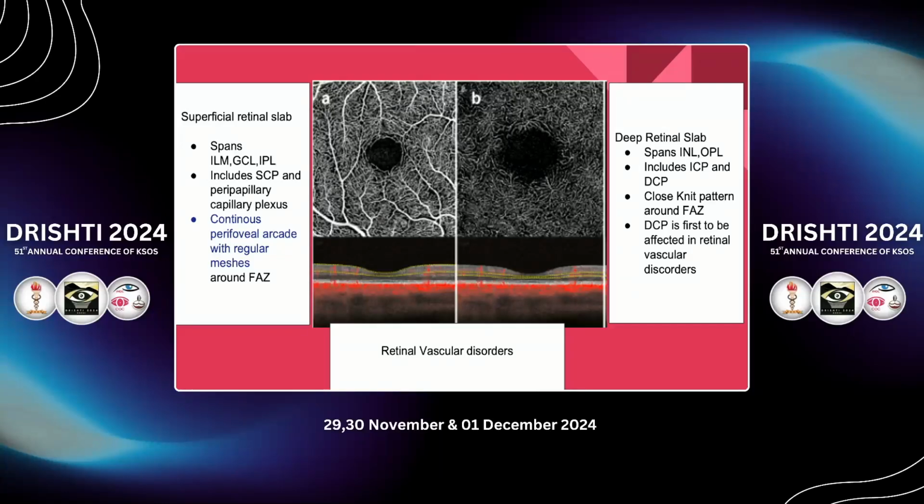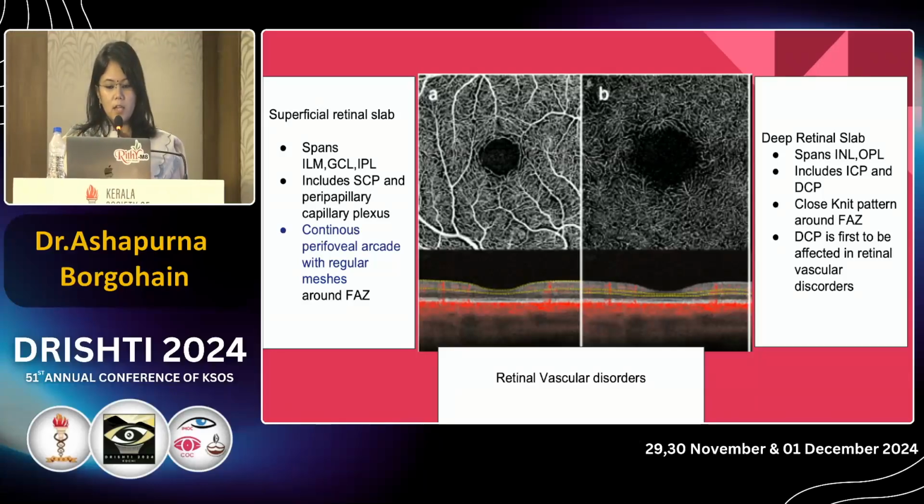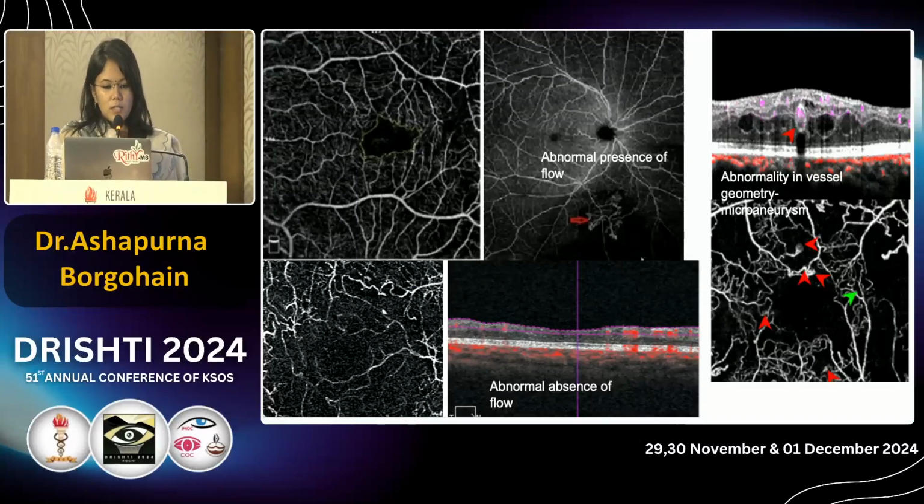This is the normal appearance of the superficial vascular plexus and the deep vascular plexus. These 2 vascular plexuses are most commonly involved in retinal vascular diseases. In fact, OCTA is the only modality which can visualize the deep capillary plexus, which is the first to be affected in many vascular disorders. So abnormalities in these two slabs can be seen as either abnormal presence of flow, like the NVEs, or abnormal absence of flow, like capillary void areas, and abnormality in vessel symmetry, like we can see with these microaneurysms.